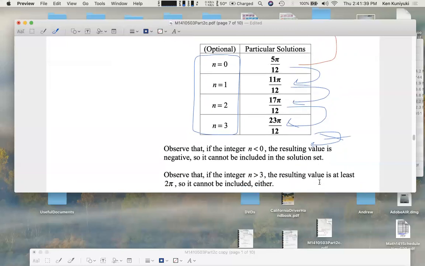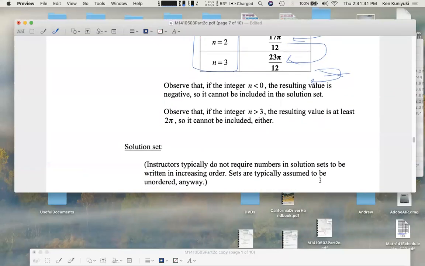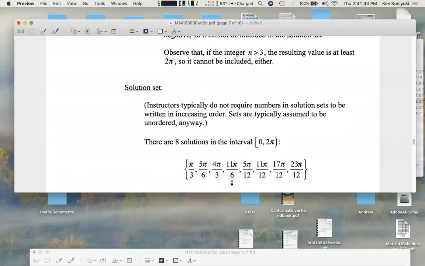So finally, we get 8 solutions when we gather together the 4 solutions from group 1 and the 4 solutions from group 2. Here, I did not sort them. I did not order them. If you want, you can put them in order. It would be pi over 3 first, and then 5 pi over 12, then 5 pi over 6, then 11 pi over 12. If you wish, you can sort these, but you don't have to. Sets are unordered, and I would accept the solution set.